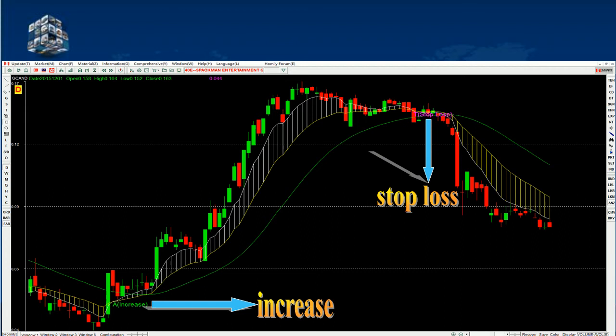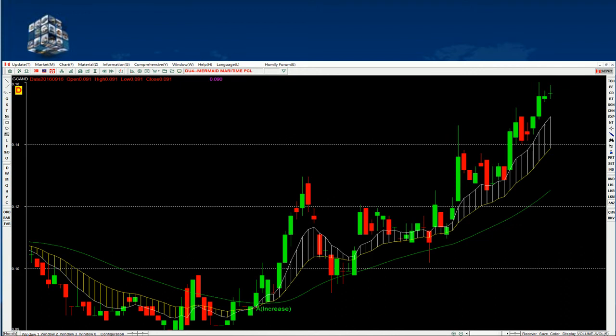Let's see this one. Increase signal appears, right? Here means the second buy point. If we have bought before, then here we can increase our position. But you should know why the increase point signal appears. Because the white line crosses upward through the yellow line. So this is the increase signal, okay?